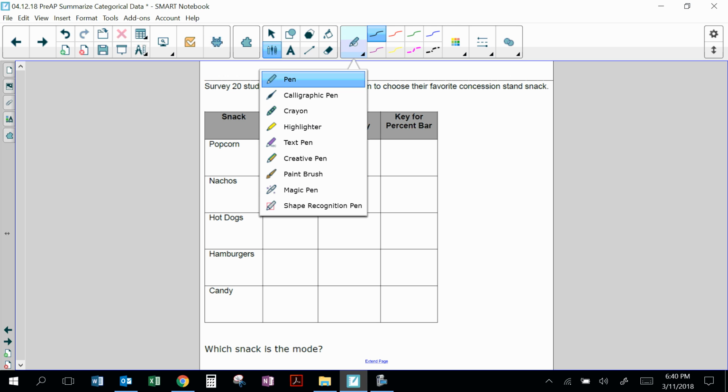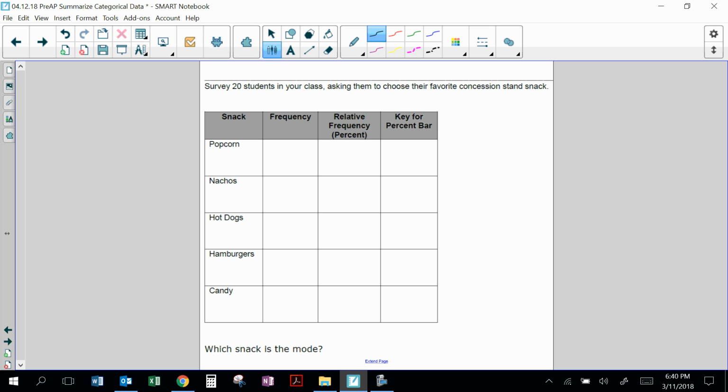So I will pretend and make up some numbers. We'll say 5 people chose popcorn. We'll say 6 people chose nachos. We'll say 2 people chose hot dog. 2 people chose hamburger. And then 5 people chose candy.